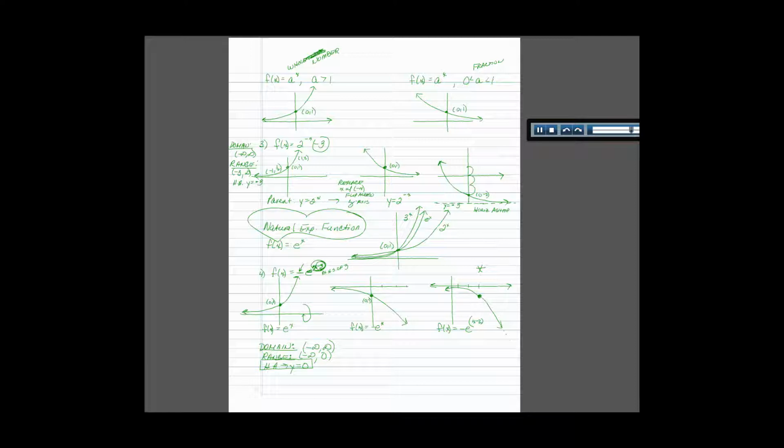You're going to see that exponential functions always have a horizontal asymptote, what they approach but don't touch.